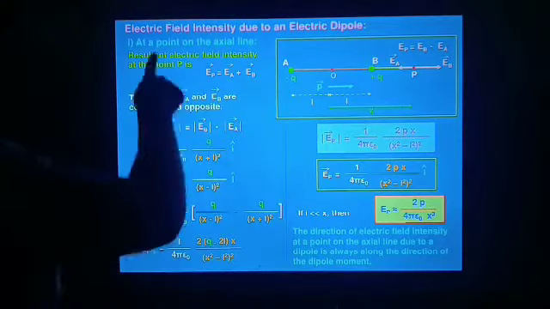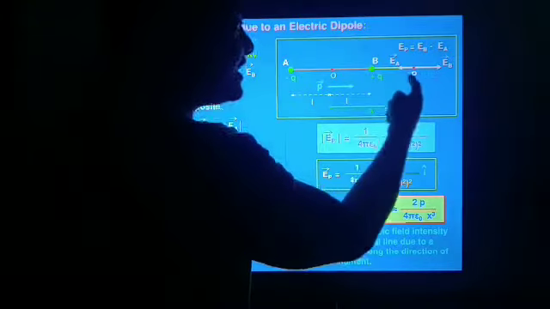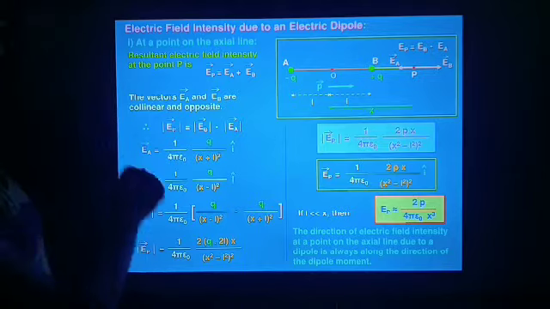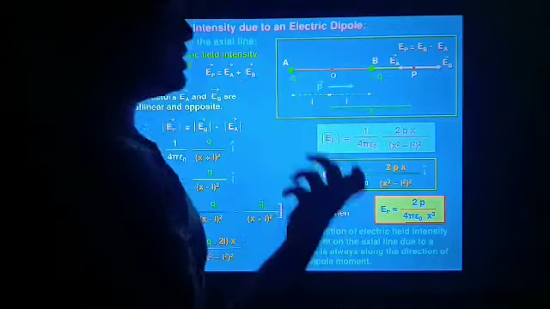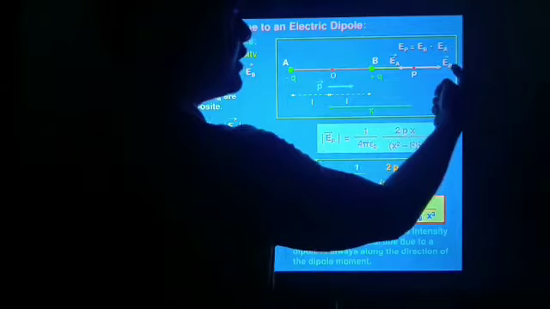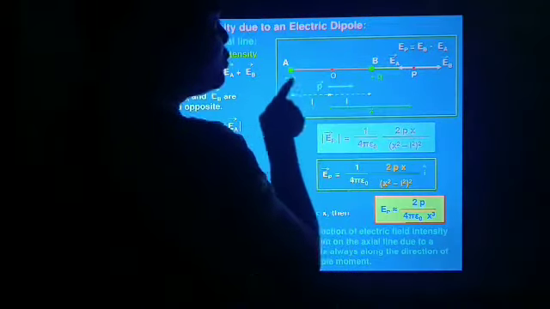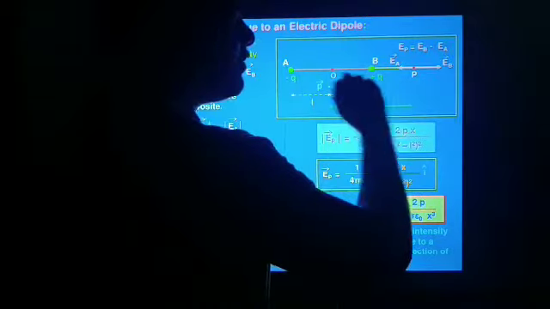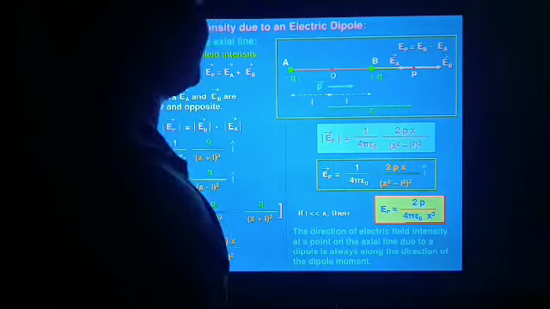Let's see the proving. At a point on the axial line, we find the electric field intensity at the axial point. The resultant electric field intensity at the point P is the net electric field. First, we see the electric field due to the charge plus q placed at B. This is EB, the electric field due to this charge, outward. EA is the electric field due to the charge minus q at A, in this direction. Both electric fields are opposite in direction, so the net electric field EP is equal to EB minus EA.